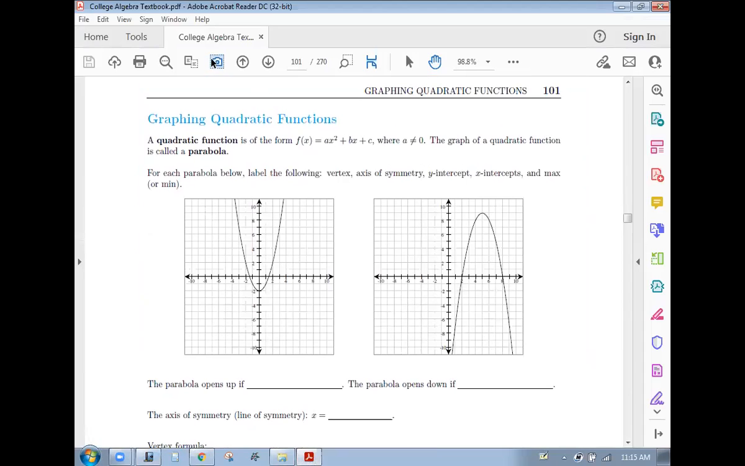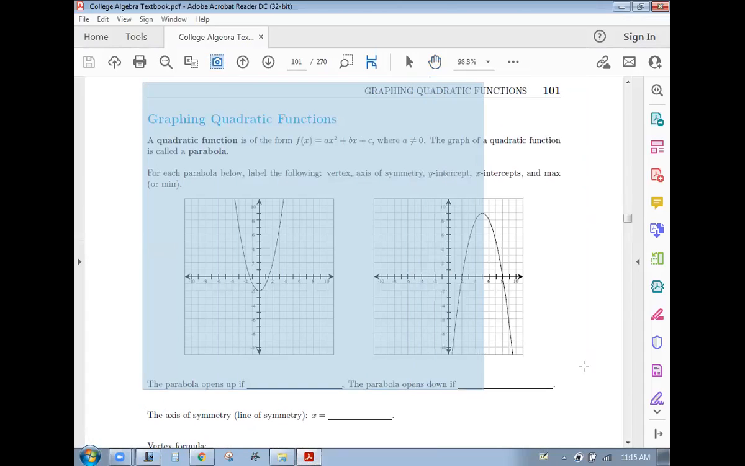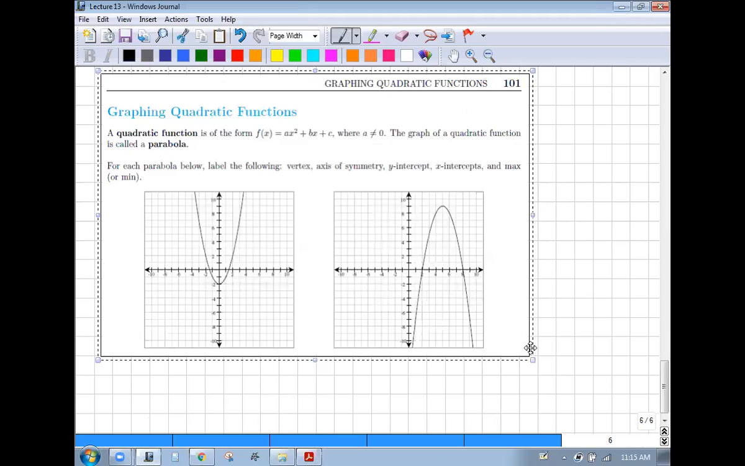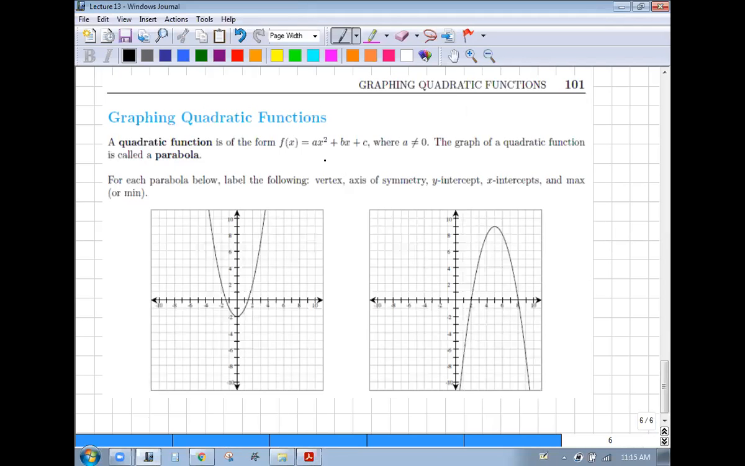Page 101. All right, a quadratic function, like I said, is of the form f of x equals ax squared plus bx plus c, where a is not 0. If a was 0, you'd have a line, a straight line, y equals mx plus b. Here they call it bx plus c, but it's still linear. All right, this is called a parabola, this shape that you get from a quadratic. So they want us to label the vertex, the axis of symmetry, the y-intercept, x-intercepts, and max or min.